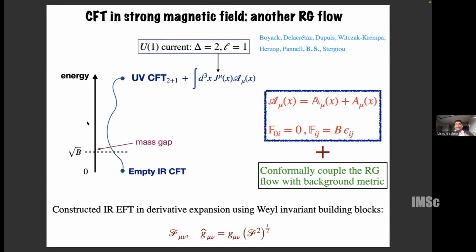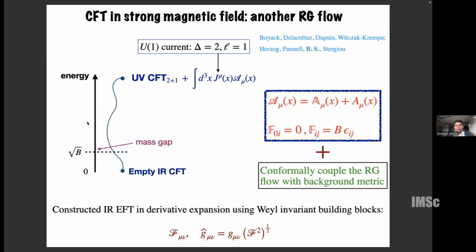So, okay, now let me tell you another bootstrap problem which we address, which is putting a conformal field theory in a strong magnetic field. Here I took the conformal field theory in 3 dimensions, so 2 plus 1 dimensions, which has a global U(1) symmetry. Now if we place such a conformal field theory in a magnetic field, it becomes gapped, and the mass gap is given by the square root of the magnetic field in 3 dimensions. So the IR is again empty.